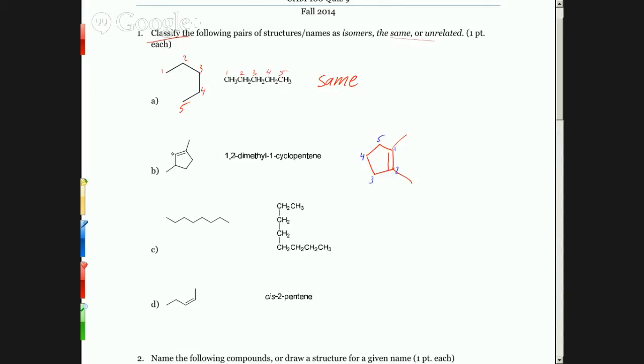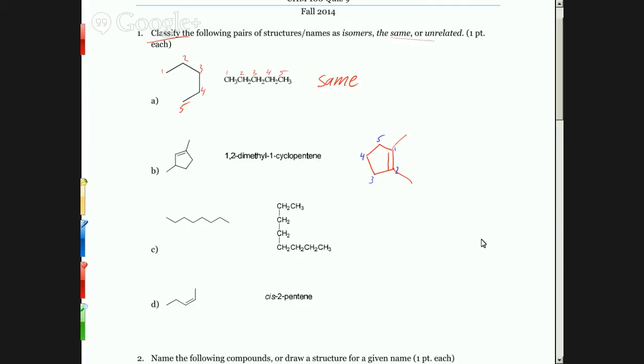It's not the same. Is it unrelated or are they isomers? How can you tell? It's unrelated. Why? Because the carbon bond and the other one doesn't have. Wait. What's the difference between isomers and unrelated structures? What do isomers have that unrelated structures don't? Isomers have the same formula. Yeah, isomers have the same formula. So if you're not sure, you should get the formula and compare.